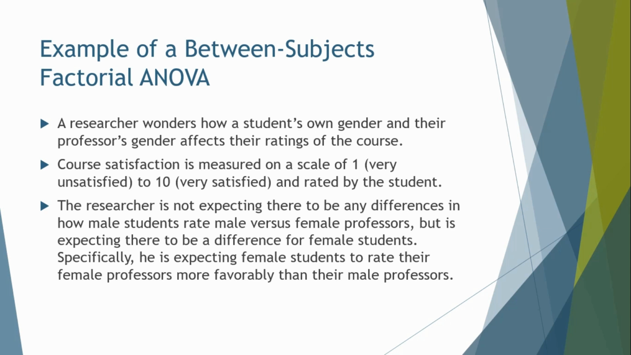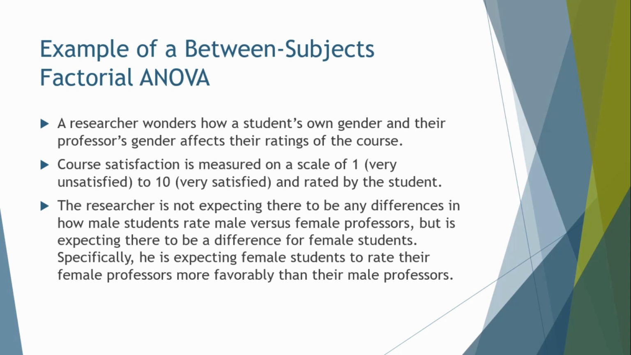So they're not necessarily working individually on their own, it's their combined effect on the DV that's causing that interaction. So a researcher wonders, this is going to be our example that we're working with, by the way, how a student's own gender affects their ratings of the course, but also their professor's gender affects the student's ratings of the course. So you're looking at ratings of the course on a scale of 1 to 10, with 1 being very unsatisfied, 10 being very satisfied. Okay, that would make it an interval variable. Usually rating scales are interval variables.